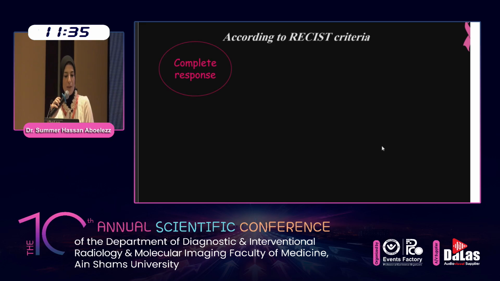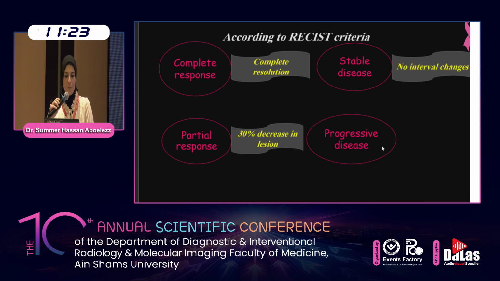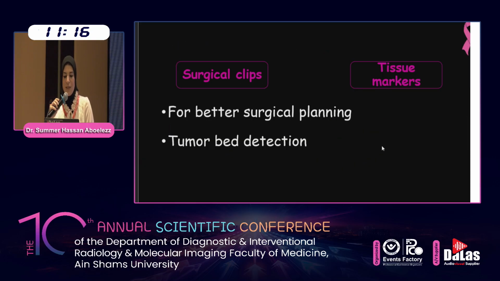According to RECIST criteria, the response is either complete response, with complete resolution of the lesion, or partial response, with a 30% decrease in the size of the lesion, stable disease, with no interval changes, and progressive disease, with a 20% increase of the lesion or newly developed lesions. The key challenge is that the tumor may shrink or even disappear after the neoadjuvant chemotherapy, making localization difficult. So we use the most common types of clips, either surgical or tissue marker, for better surgical planning and tumor bed detection.